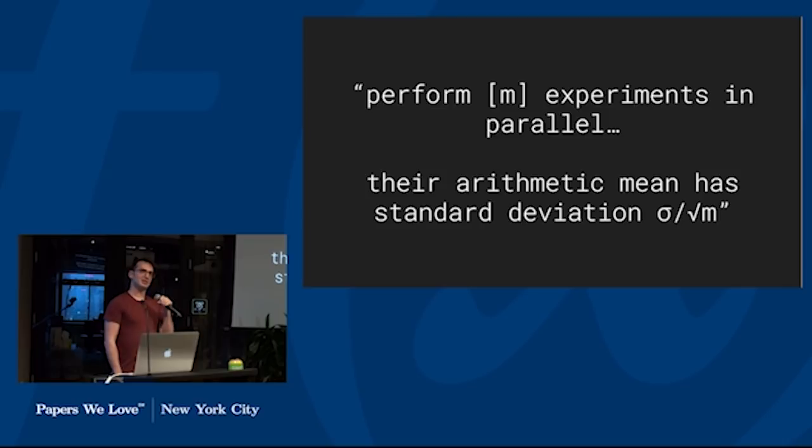This paper comes in with a cool answer. Turns out you can do a bunch of crappy experiments, and you can average them together, and you can shrink the standard deviation based on how many of these crappy experiments you do, right? As long as these experiments are independent of each other, you can take the standard deviation of the original, this sigma here in this quote, right? And you can divide by the square root of m.